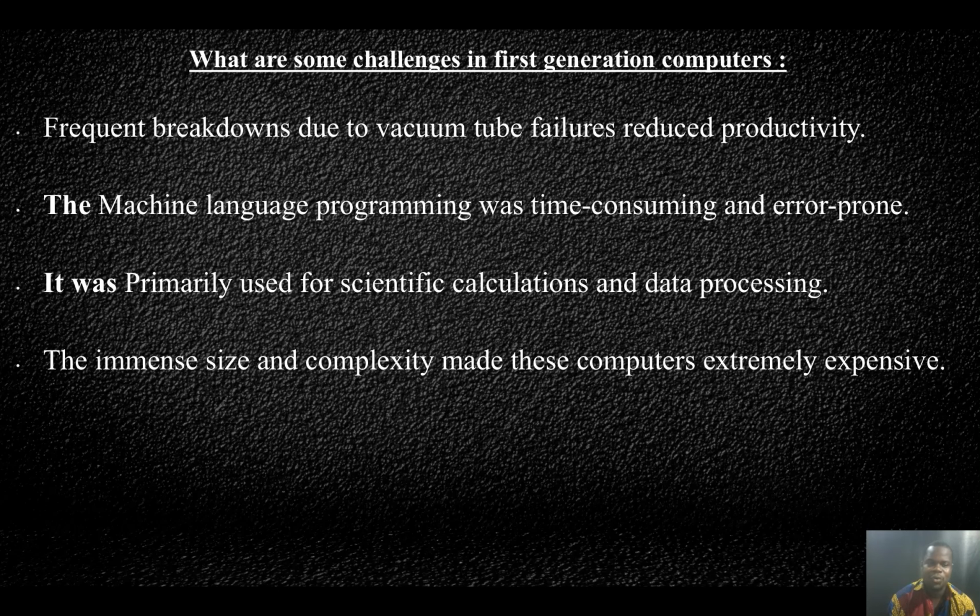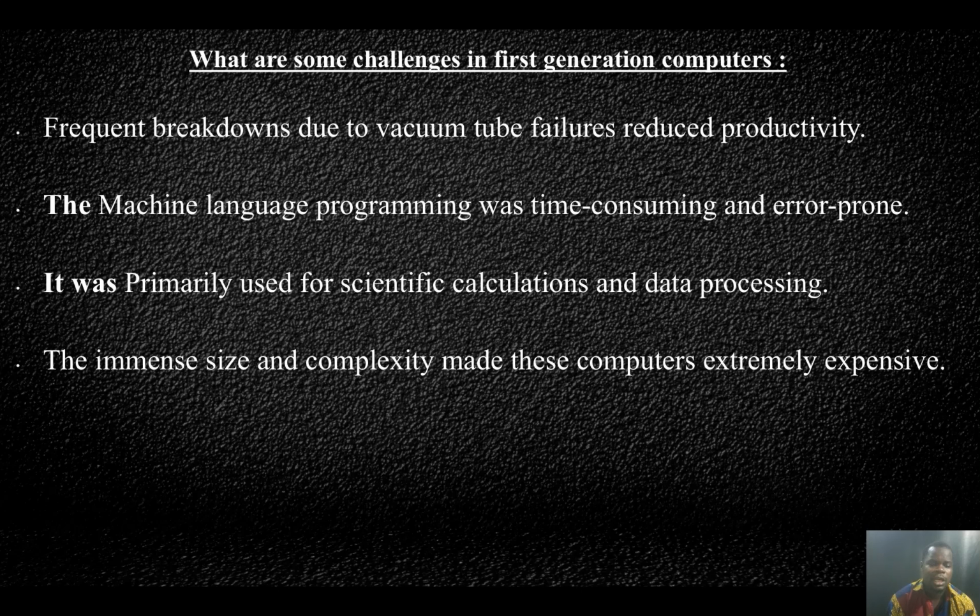Although they were trying their best to create something, there were so many breakdowns due to vacuum tube failures. And that alone reduced the productivity. A lot of people were not buying those machines because it is very difficult to create. And when one vacuum tube fails, the whole machine doesn't work again. So there was no productivity with that. And the machine language programming was time consuming and error prone because a lot of programmers were not around. People don't know the machine language very well. So they were trying their best to fix something, get something going, but it was not working.